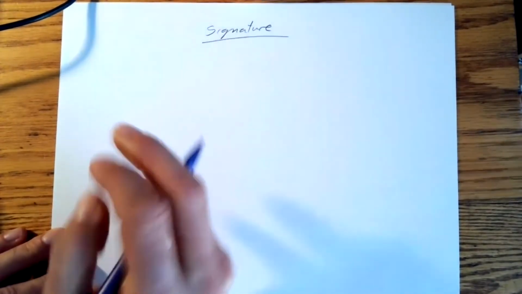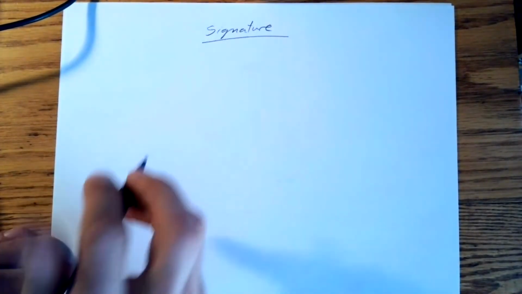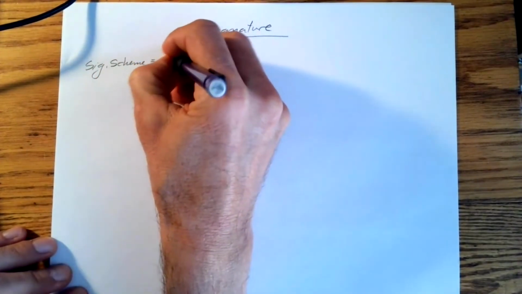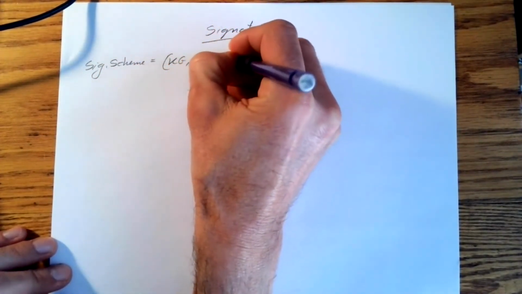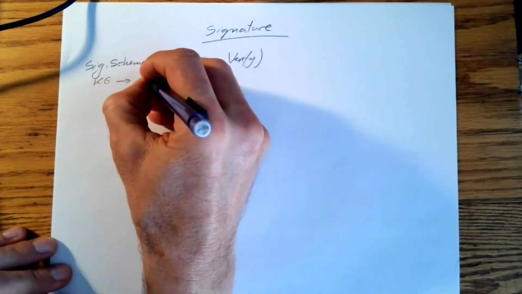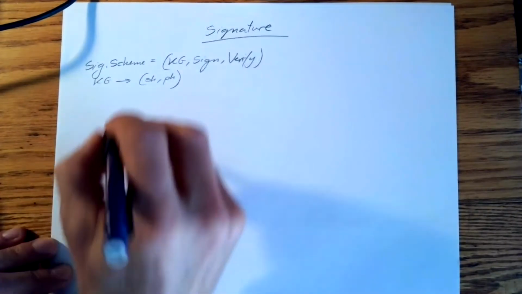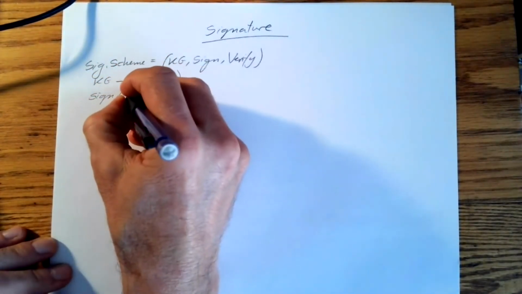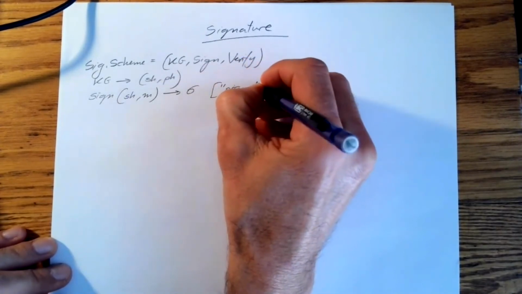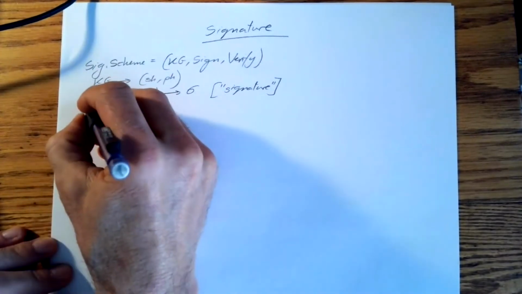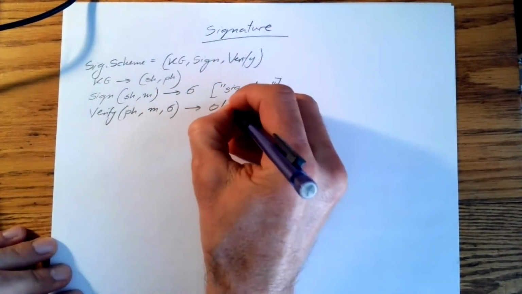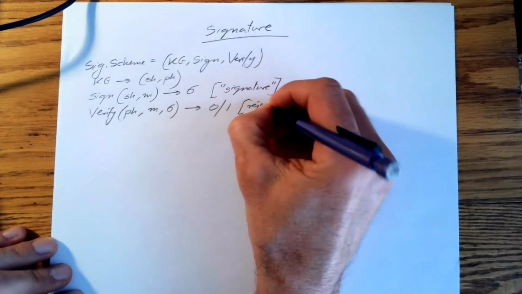So here is the syntax of a signature scheme and also the security notion. A signature scheme is made of three algorithms: key generate, sign, and verify, such that the key generation generates a secret and public key pair, just like a public key encryption. The sign algorithm takes the secret key and a message and outputs a signature, let's call it sigma. And the verify algorithm takes the public key, message and a signature and outputs zero or one, reject or accept.